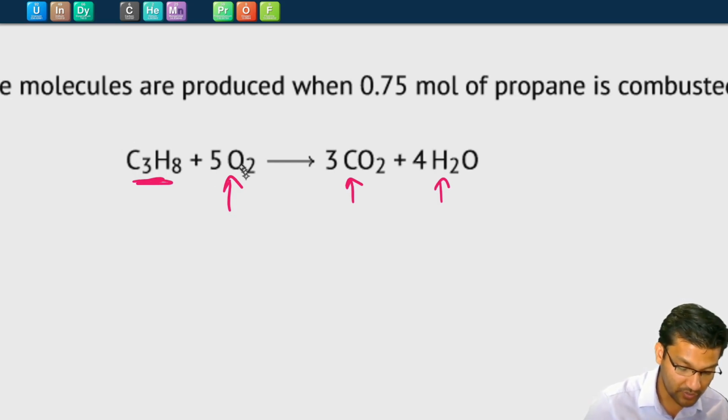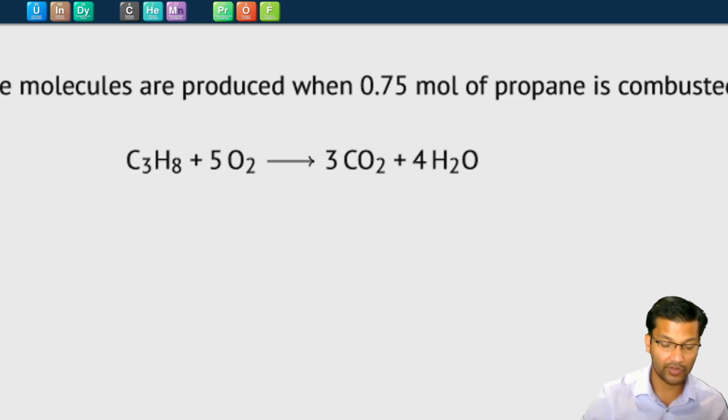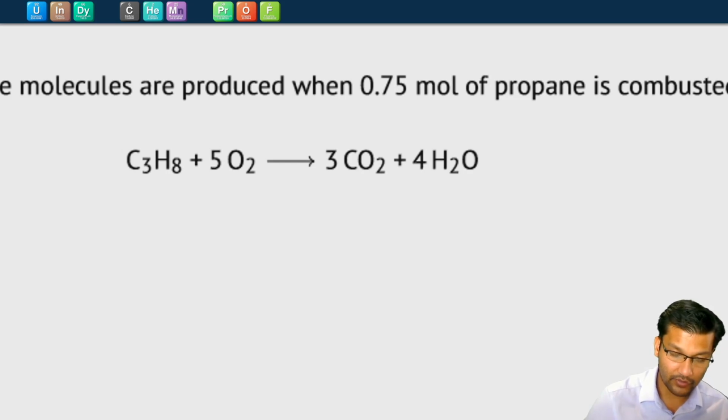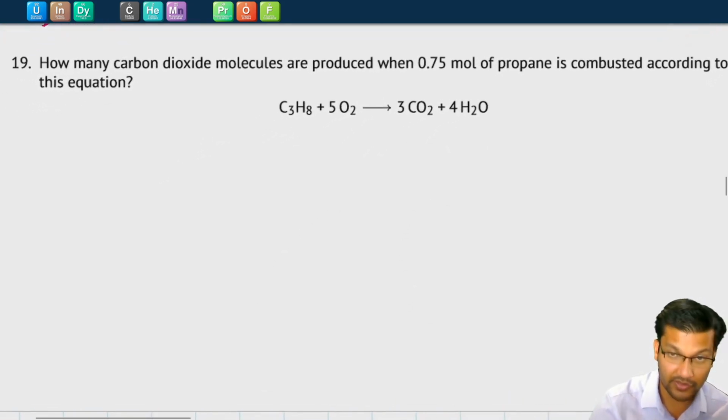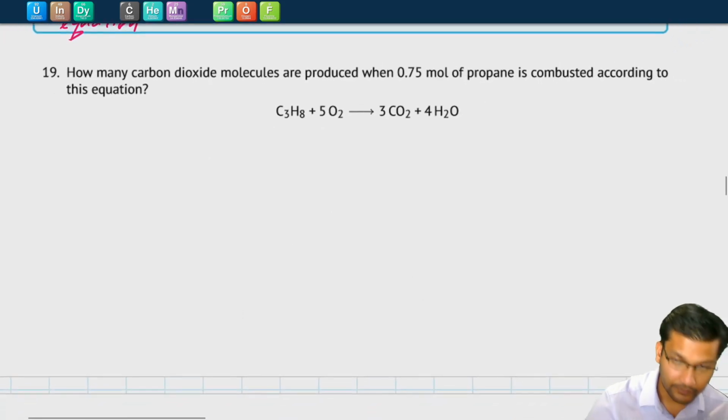The number of moles of oxygen will be 5 times as much as the number of moles of propane. The number of moles of carbon dioxide will be 3 times as much as the moles of propane, and so on and so forth. So those numbers in a balanced chemical equation help in stoichiometric calculations. And this is why we have spent so much time balancing chemical equations.